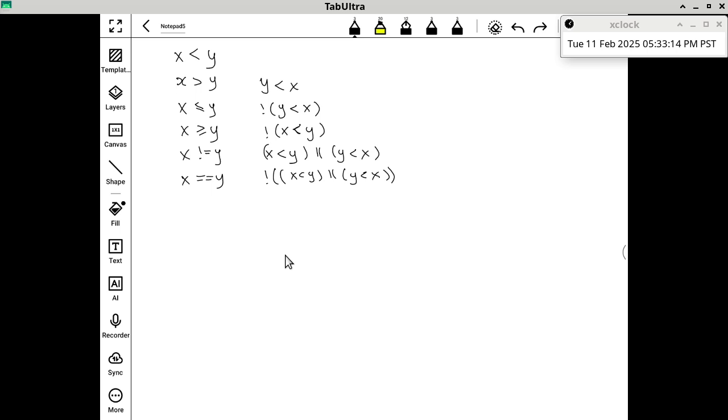Do we have any questions about that statement? I can get away with only implementing one single comparison operator. The rest can be implemented using just less than. So we good? Yes, go ahead. Why would we do that?